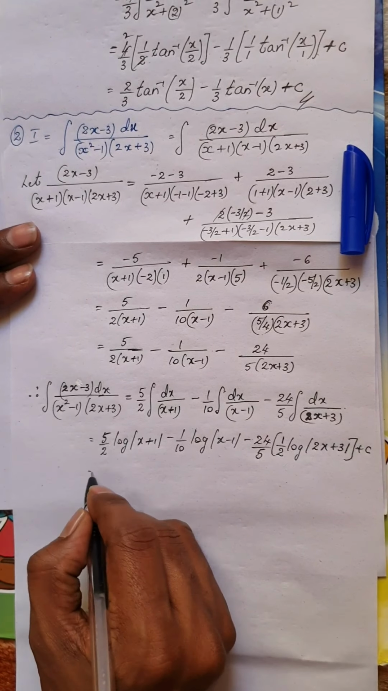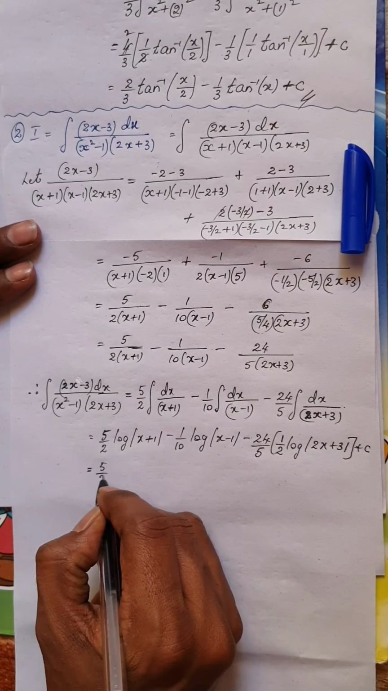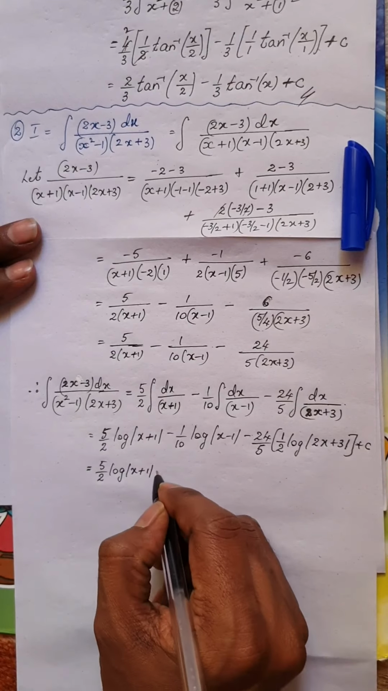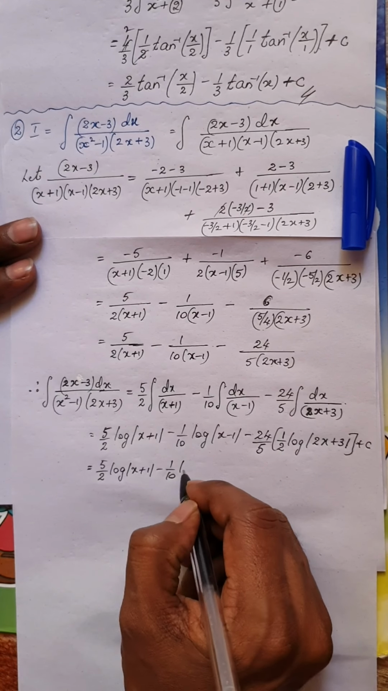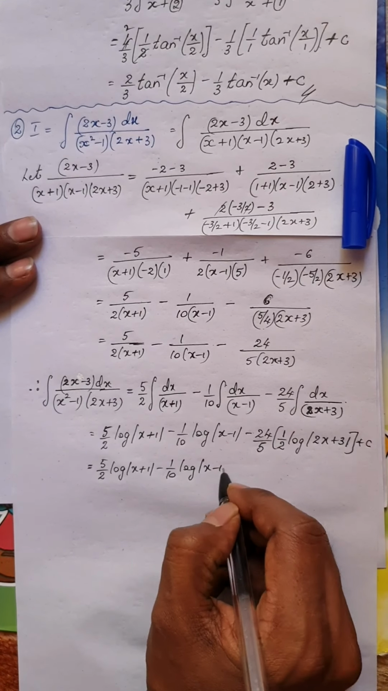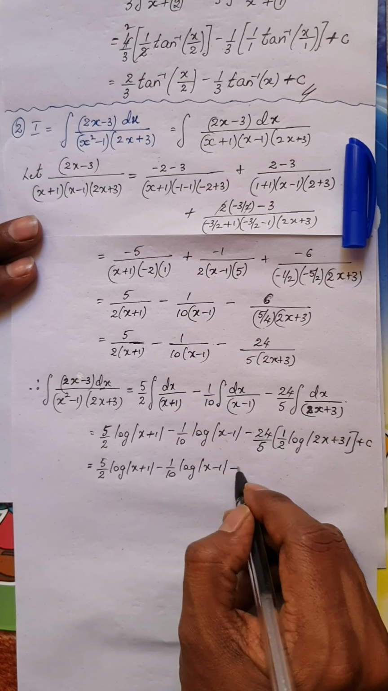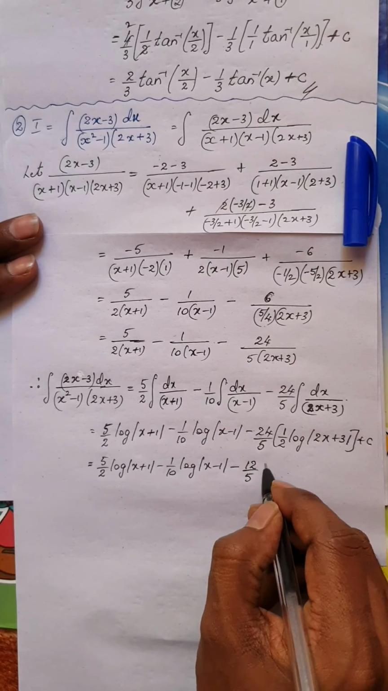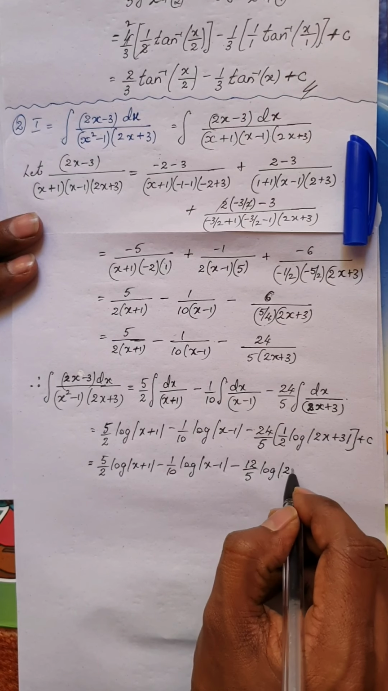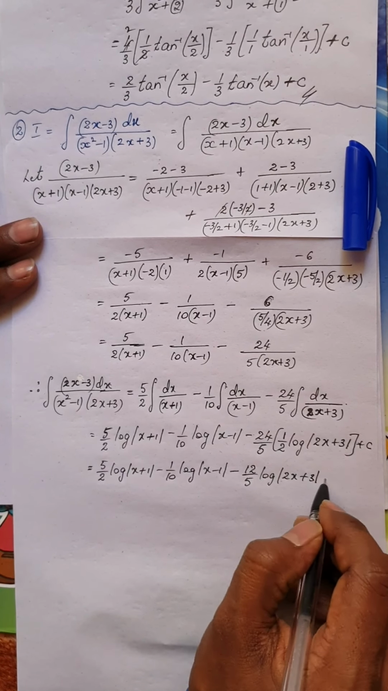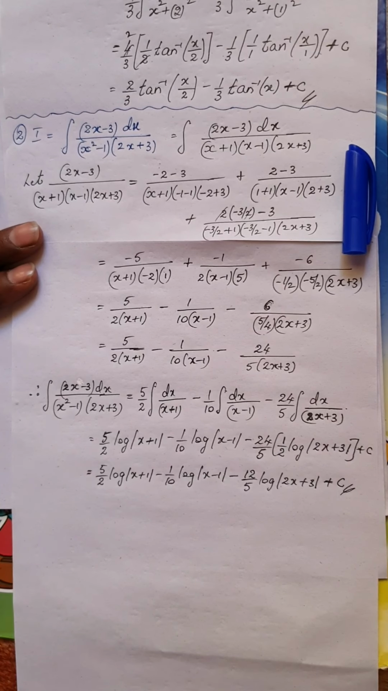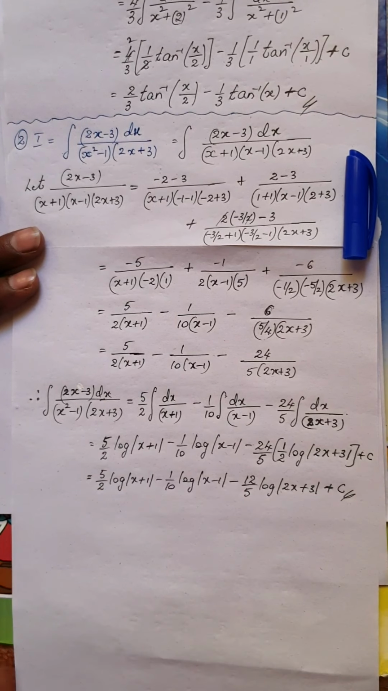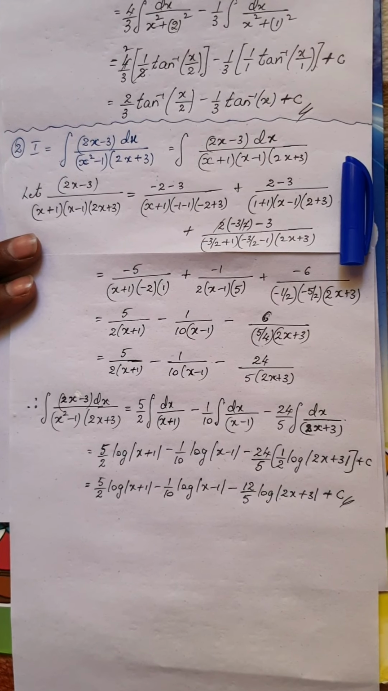We can further simplify this as the final result as 5 by 2 into log of mod x plus 1 minus 1 by 10 into log of mod x minus 1. Okay, minus 24, if you divide by 12, it would be 12 by 5 into log of mod 2x plus 3 plus c, which is the constant of integration. Is it clear? So this is the final answer for the above given integral.